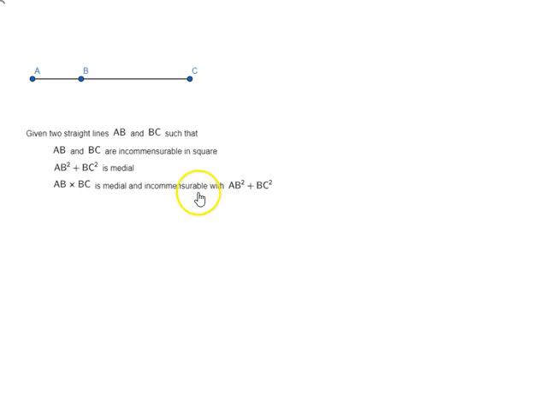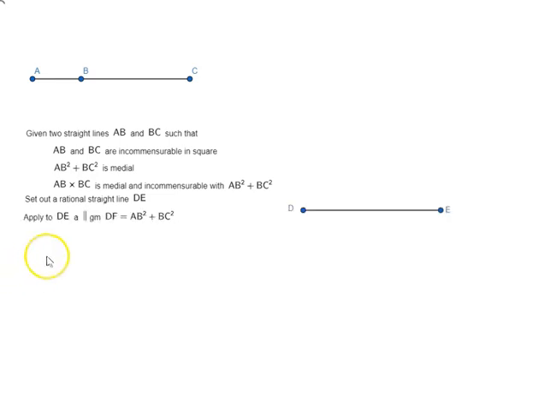So again, we start off with two straight lines AB and BC such that AB and BC are incommensurable in square. AB square plus BC square is medial. AB by BC is medial and incommensurable with AB square plus BC square. To prove that AC is an irrational magnitude, we set out a rational straight line DE. So let's do that. Apply to DE a parallelogram DF equal to AB square plus BC square.